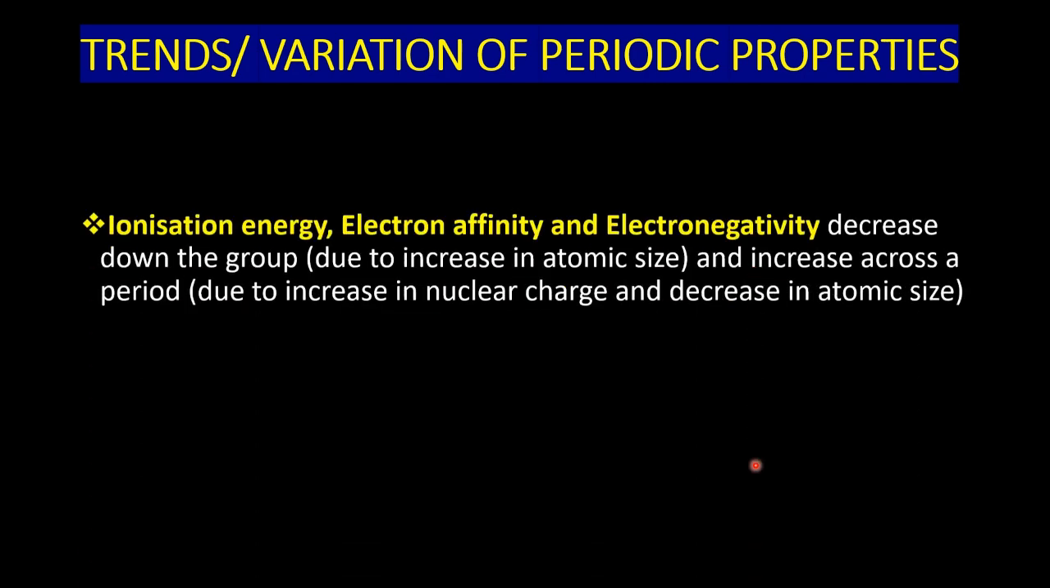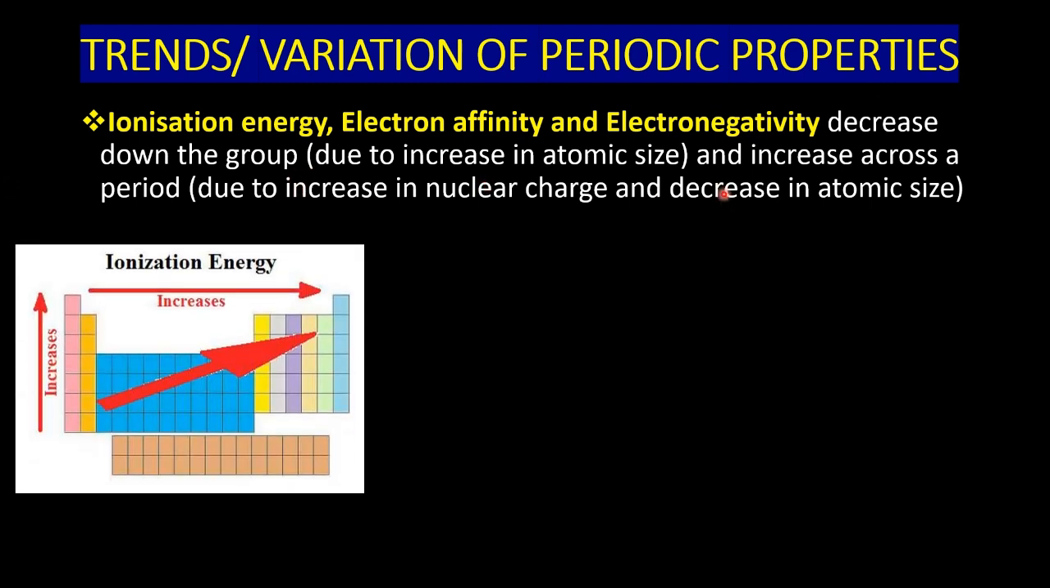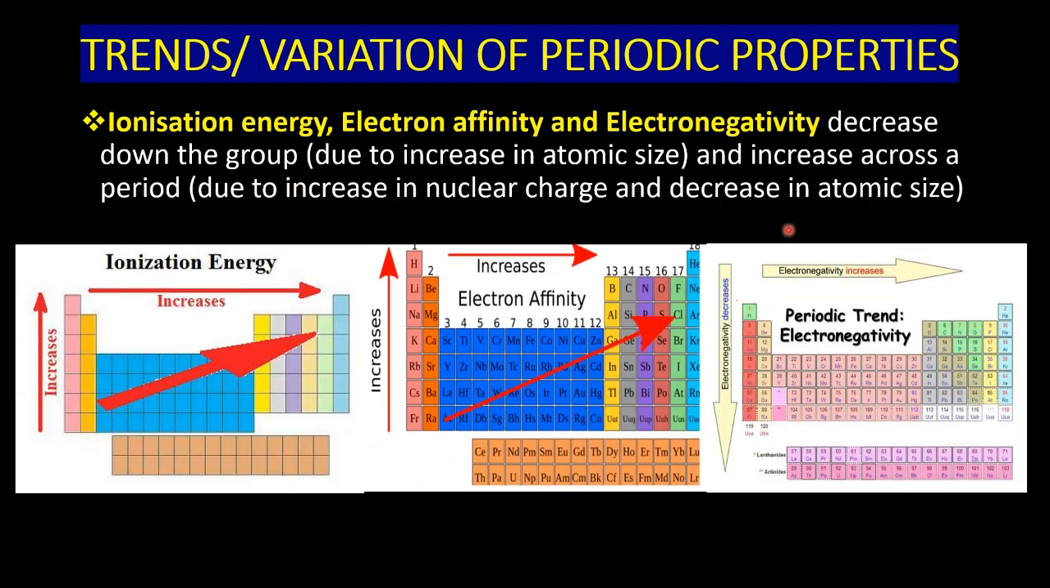Next trend is about all these three: ionization energy, electron affinity, electronegativity. They show the same trend. They decrease down the group and increase across a period. So decrease down the group, but it is going up here, so it is showing increasing. Bottom to top increasing, top to bottom decreasing. Simple. Left to right across a period, all of them increasing. Down the group from top to bottom, they all are decreasing. The reason being same. Why? Because they decrease down the group due to increase in atomic size, and increase across a period due to increase in nuclear charge and decrease in atomic size.